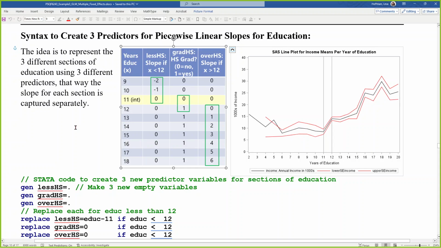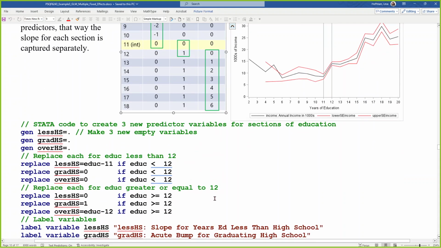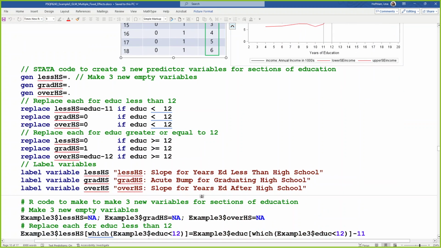The brute force way would be like, if it's 9, do this. If it's 10, do this. If it's 11, do this. But that gets repetitive and error prone. So I want to show you some more general ways to do this in both Stata and in R.